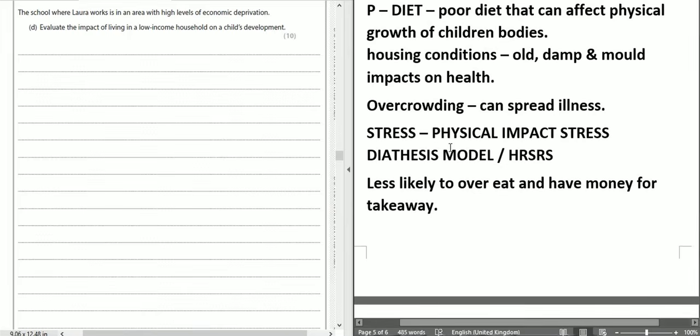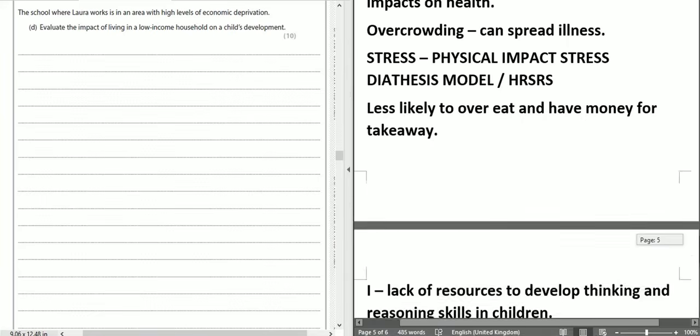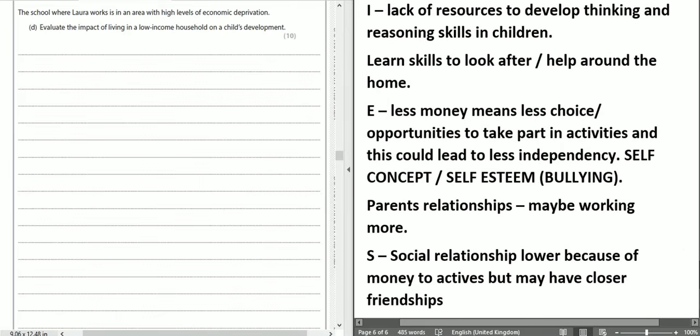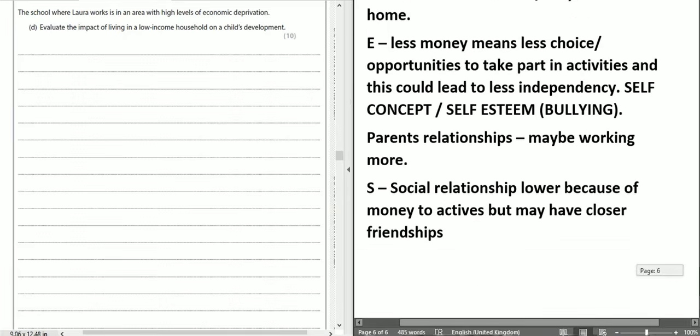So you'll see the stress diathesis model, the Holmes-Rahe scale. Obviously, I've tried to cover PIES, so physical, intellectual, emotional, and social development in my answer, and there are some pros and some cons. A question like this is generally more weaknesses, but there are some benefits I've tried to include to balance it out, as the evaluation question says.